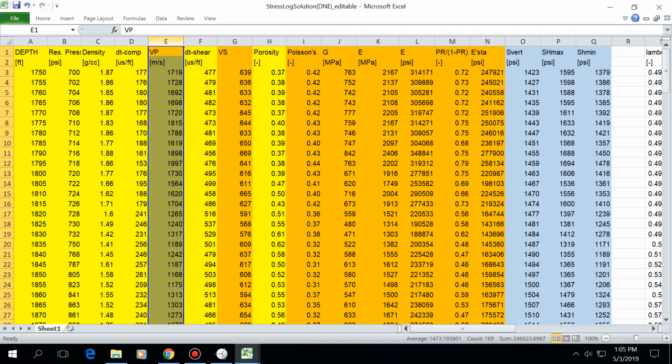Okay, with those you calculate VP and VS. Here you have the formula to go from feet to meters and microseconds to meters per second. VS is the same formula. You have porosity too. In this example, you don't need porosity, okay? So don't worry if you don't use porosity. Using the equations of elasticity, you compute Poisson ratio and Young modulus.